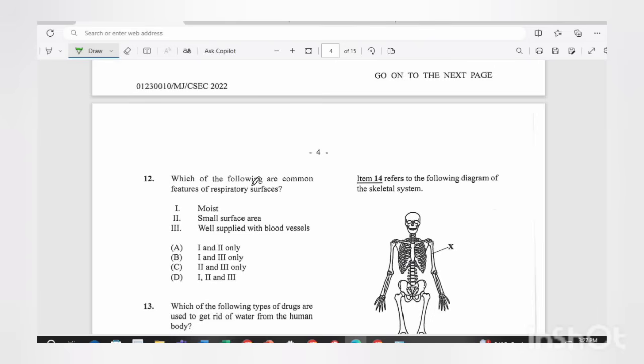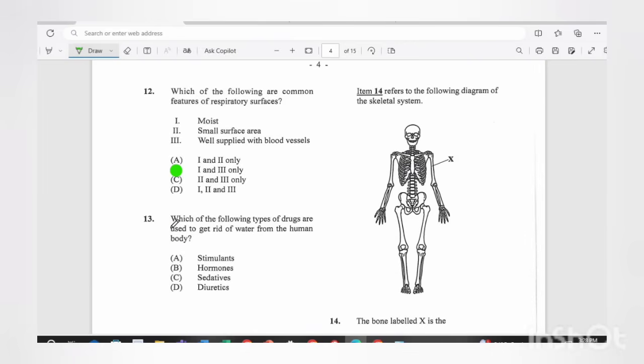Question 12. Which of the following are common features of respiratory surfaces? The answer there is B, moist and well supplied with blood vessels. So that's B, I and I only. Question 13. Which of the following types of drugs are used to get rid of water from the human body? Is it A, stimulants, B, hormones, C, sedatives, or D, diuretics? The answer there is D, diuretics.